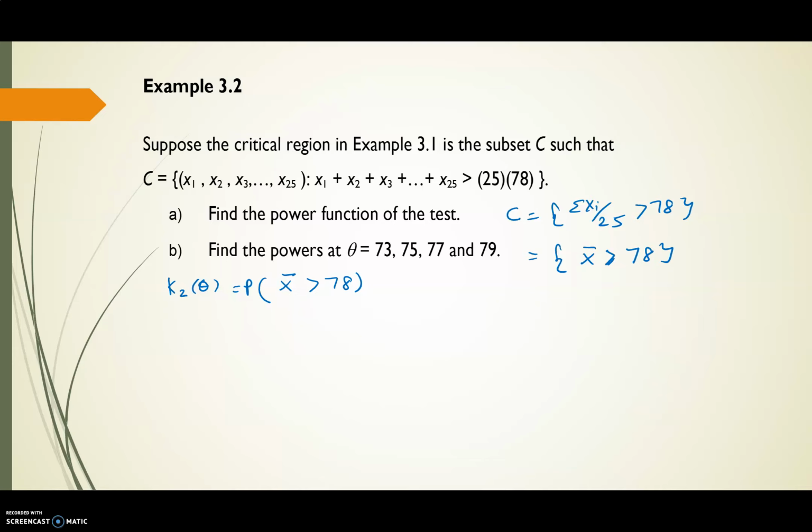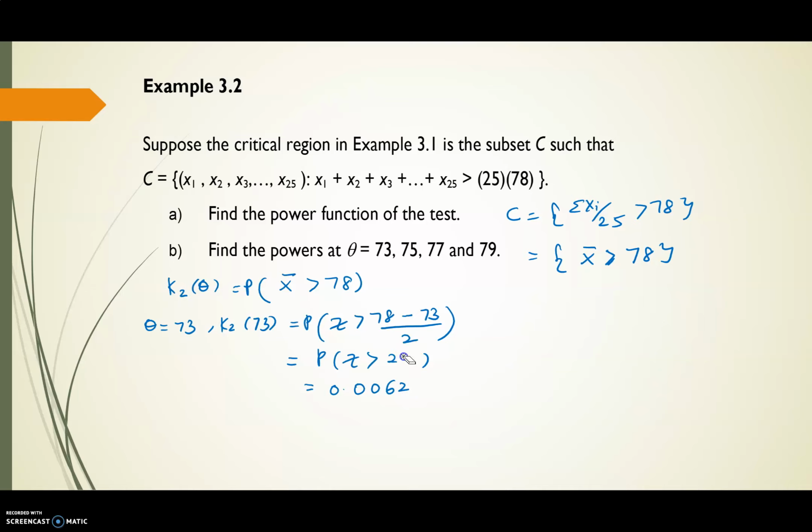Now we will try to find the power at several thetas. We repeat the same process. Let's say theta equals 73. So K of 73 is the probability that Z is greater than 78 minus theta, in this case theta is 73, divided by 2. So we have the probability that Z is greater than 2.5. Again, if we refer to our stats table, it gives us 0.0062.